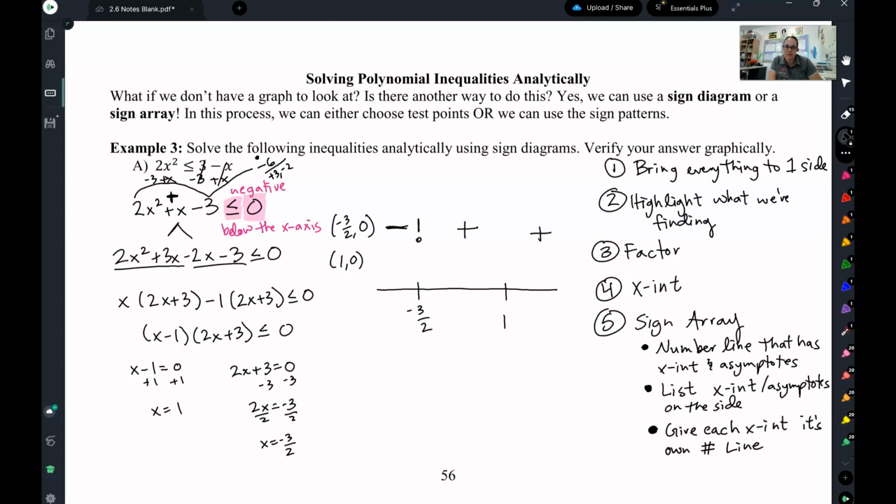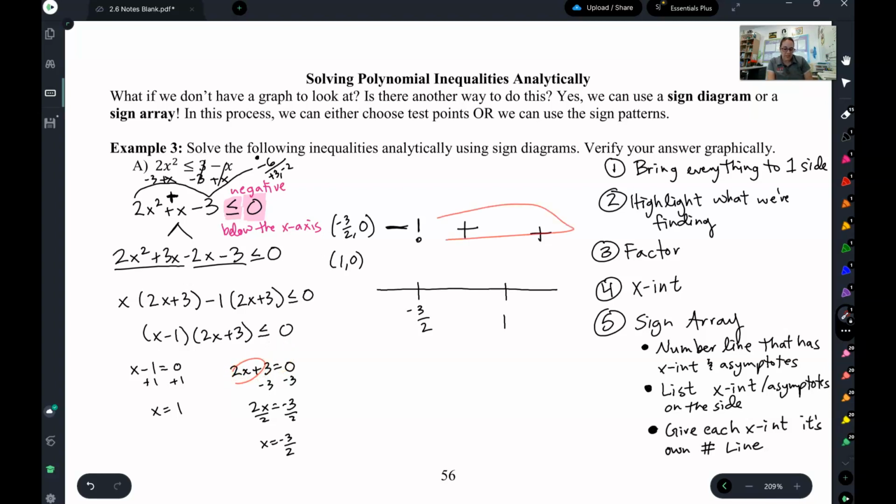And let's talk about what this is meaning. This is saying if I pick numbers left of negative 3/2, so like negative 2, negative 3, negative 4, negative 5, anything left of negative 3/2, if I plug those numbers into the factor that gave me negative 3/2, so if I plug negative 2, negative 3, negative 4, all those numbers into here, that answer is going to be negative. Versus if I pick numbers to the right of negative 3/2, so say negative 1, 0, 1, 2, on and on.